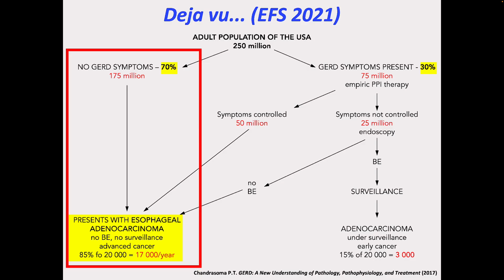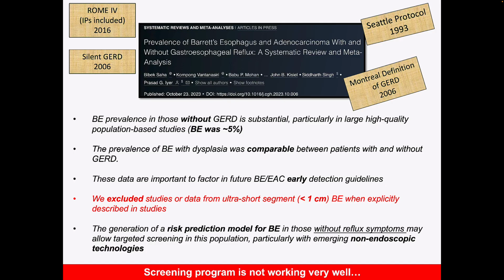So this conclusion is like a déjà vu, going back to the EFS meeting in Vienna. A small minority of asymptomatic patients have cellular progression to Barrett's and cancer. Many millions of such people translate that minute risk into a large absolute number of adenocarcinomas. So this is where we are now. This upcoming meta-analysis is trying to show this problem.